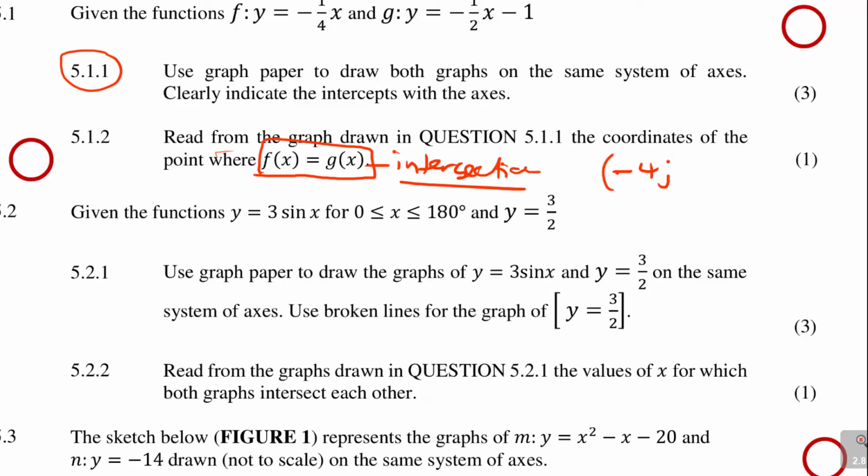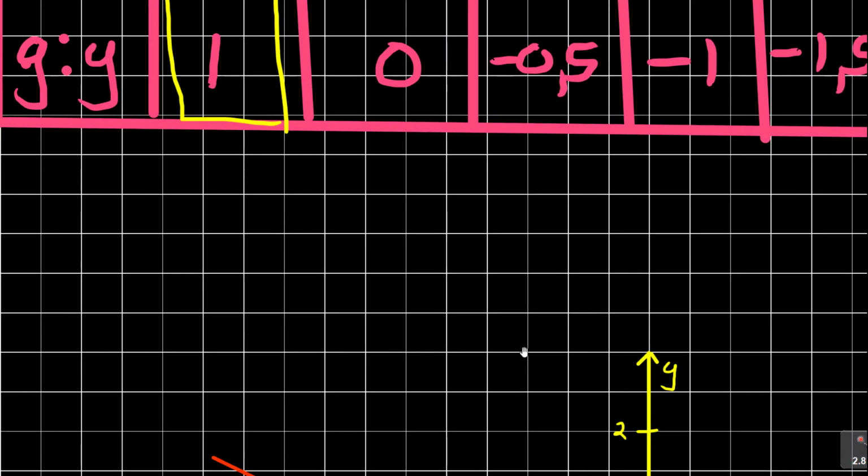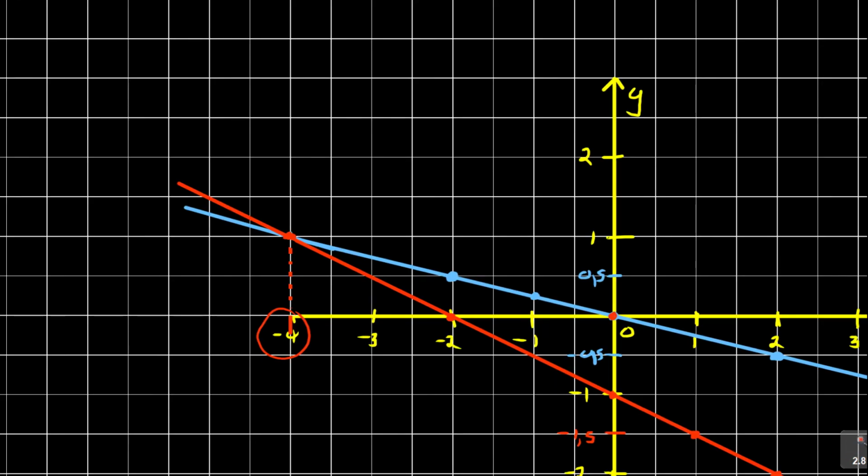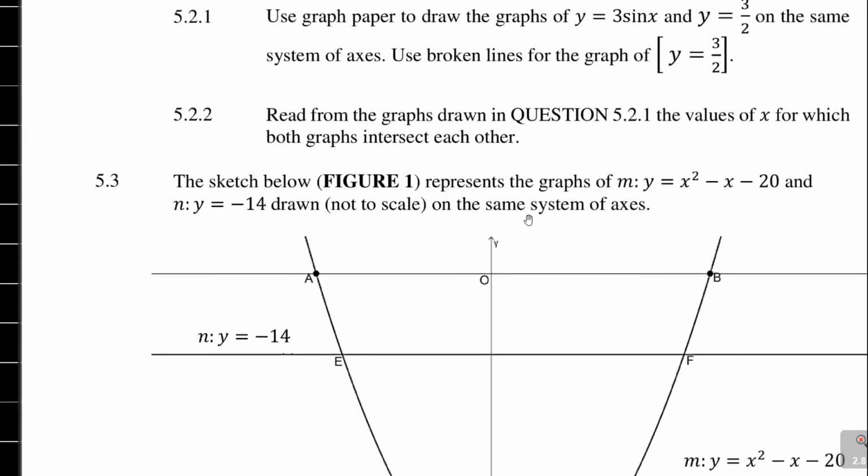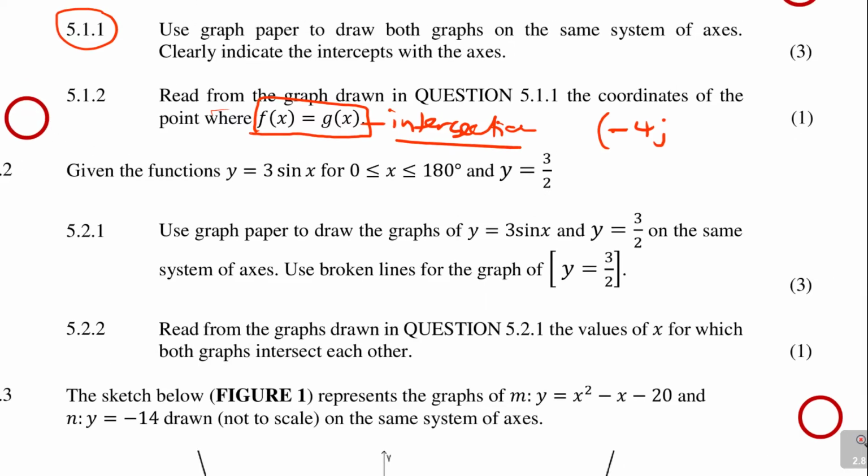What about y? Because they want both coordinates of x and y. So you come this direction for the y values. As I said, then do this, and you see y is 1. So that is the part, minus 4 and y is equal to 1. See that? Those are the coordinates of the point of intersection where f of x is that. Then the next one, so this was the question, guys.